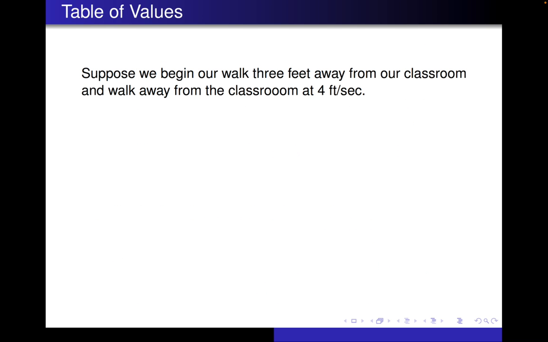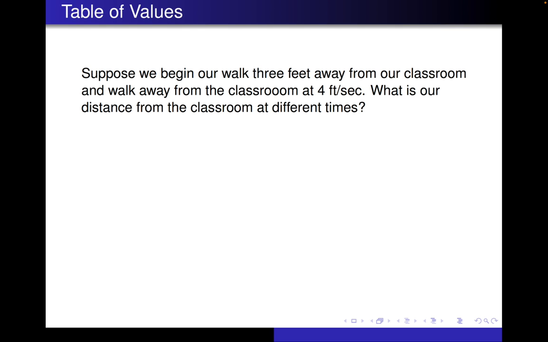All right, so let's start thinking about some ways that we can record the information in a way that tells us what the relationship is between two variables. Let's think about that first example where we're talking about going for a walk, and let's suppose we begin our walk 3 feet away from our classroom, and then we walk away from the classroom at a rate of 4 feet per second. How can we model that? How can we represent this data to understand this relationship a little better?